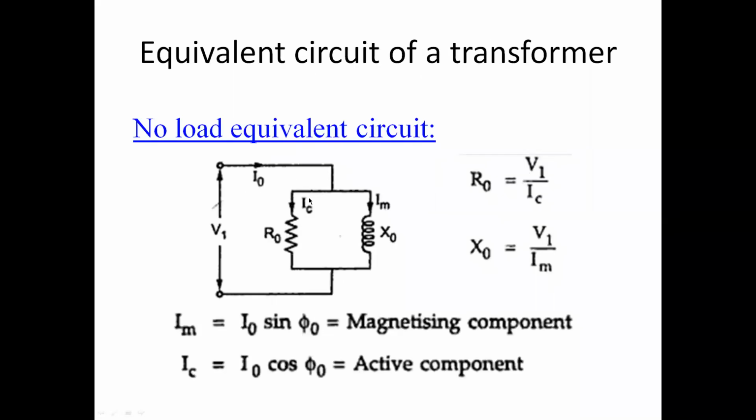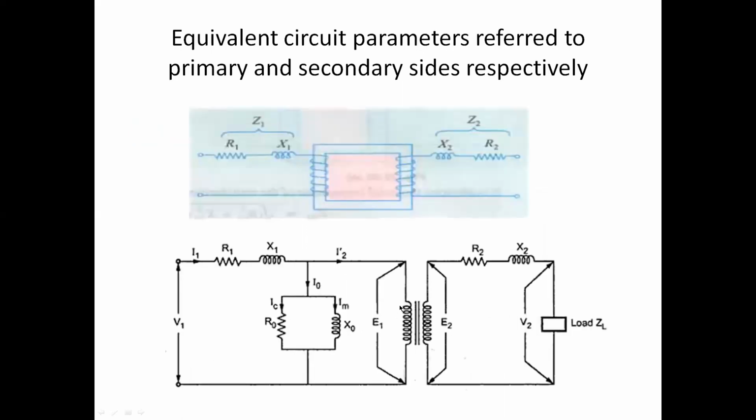Now this is the equivalent circuit at no load, with only the magnetizing branch. So these are the two components of your no load current. From the no load parameters, we calculate R naught and X naught. Okay, magnetizing branch. You know the voltage across R and X is V1. So we can calculate this current. If we know the current, we can calculate. Okay. This is the equivalent circuit of the transformer.